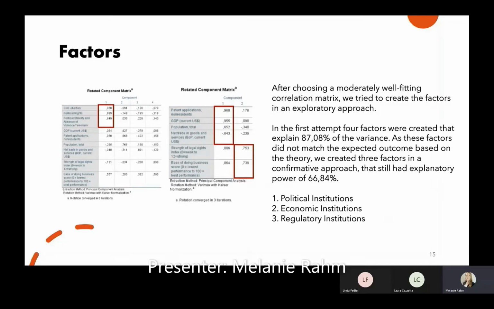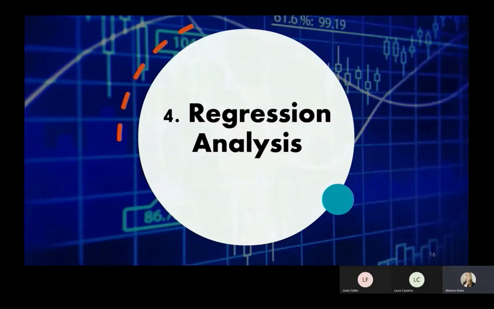For our factors, we first try to create factors in an exploratory approach, which created 4 factors that had an explanatory power of 87%. But as these factors did not match the expected outcome based on this theory, we created factors in a confirmatory approach that could explain 67% of the variance. The factors created are political institutions, economic institutions, and regulatory institutions. And with that, we created the regression analysis.